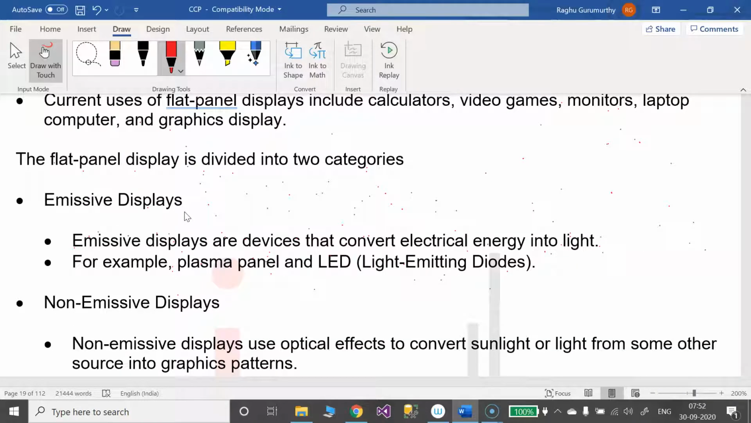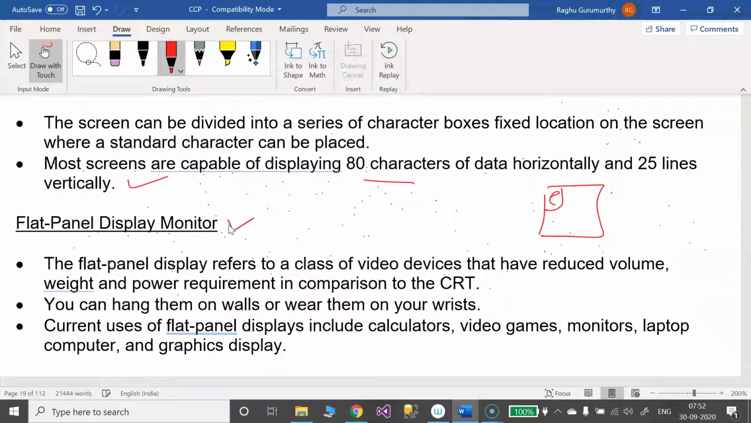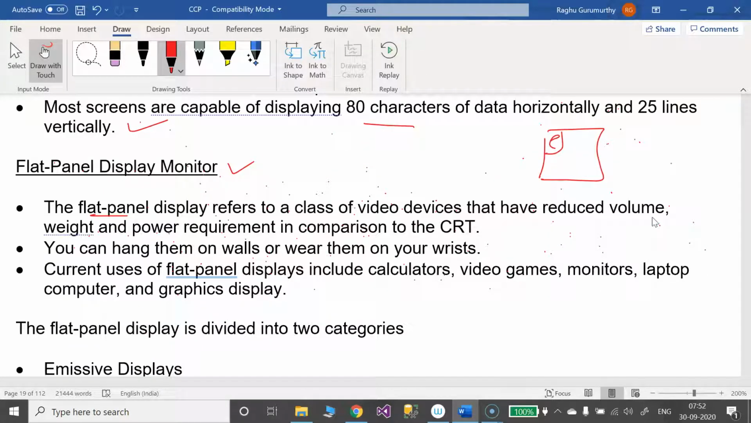Later, followed by flat panel display monitors, which we are using now. Here the panel is very flat and the volume is reduced. It is not that huge compared to cathode ray tube monitors, and we can hang them on walls and wear them on your wrist. Wristwatches and smart watches are examples of such monitors. Current uses of flat panel display include calculators, video games, monitors, laptop computers, and graphical displays. These are flat panel monitors.